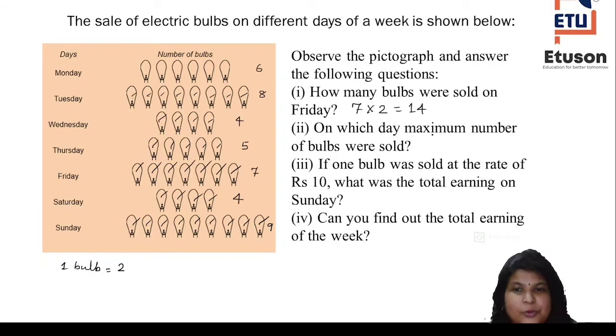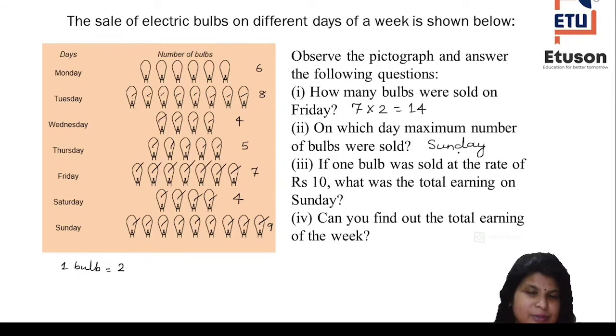So on which day maximum number of bulbs were sold? It is on Sunday. Actual number is how much? Sunday it is 9 into 2, that is 18 bulbs, and I'm just writing it down, even if it is not asked.